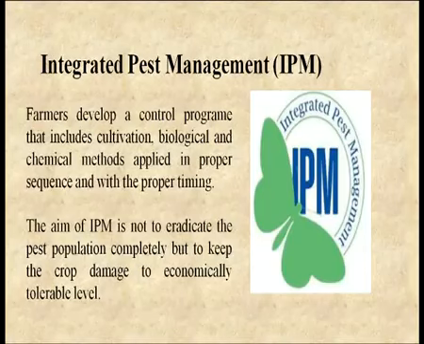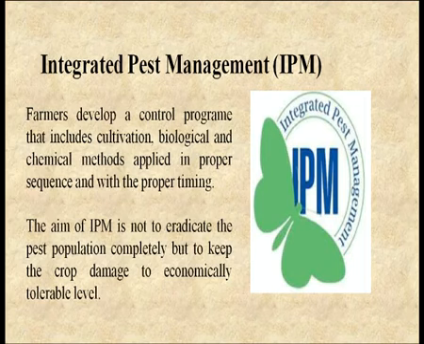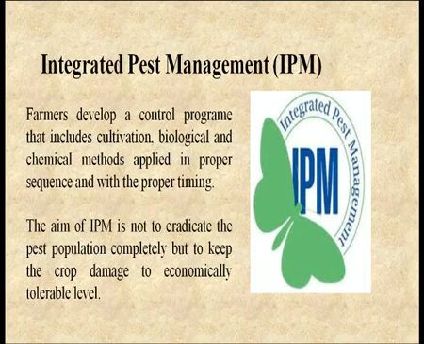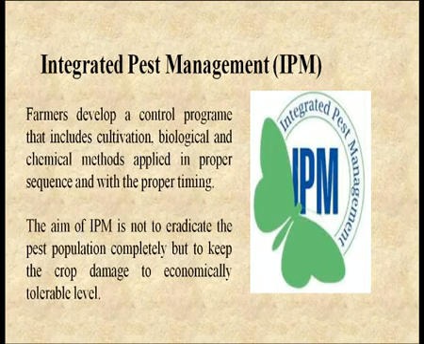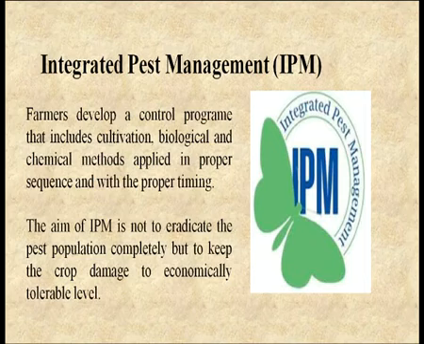Now, next is integrated pest management. Farmers develop a control program that includes cultivation, biological and chemical methods applied in proper sequence with the proper timing. The aim of IPM is not to eradicate the pest population completely, but to keep the crop damage to an economically tolerable level.